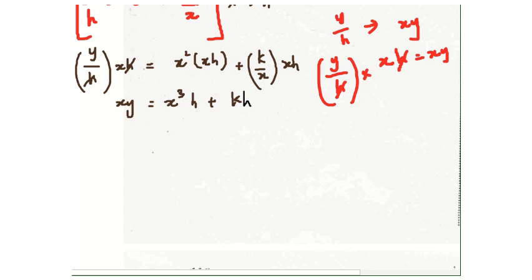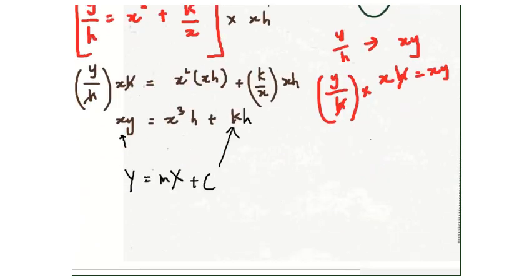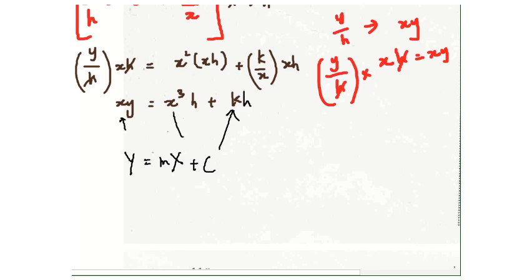Then we compare with y equals mx plus c. Here, this is the y part, then x cubed and h, and kh. kh is a constant, so it is c, the y-intercept. As mentioned in the diagram, the x-axis is x cubed, so x cubed is the x part, and beside it is the gradient. h is the gradient, and the y-intercept is kh.